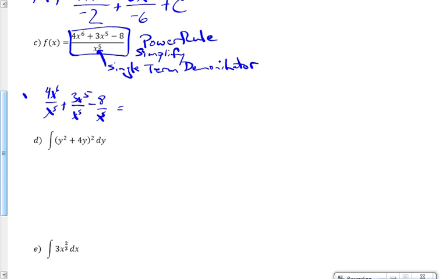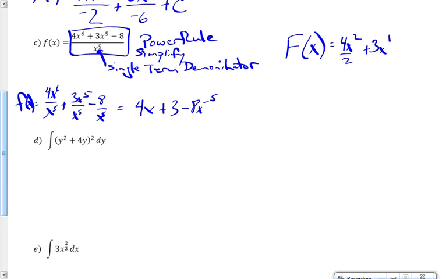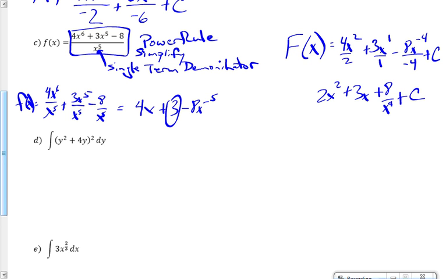That's all still f. We haven't done any calculus yet. This is the same as 4x plus 3 minus 8x to the negative 5th. And then to find the antiderivative, we would use power rule on each one of those terms. 4x squared over 2, 3x to the 1st over 1 if you want to do power rule that way. Otherwise, you can recognize that it's linear, minus 8x to the negative 4th over negative 4. Add the constant of integration. We would simplify: 2x squared plus 3x plus 8 over x to the 4th plus c would be our antiderivative there.